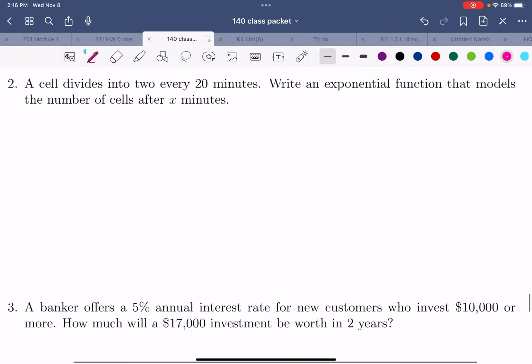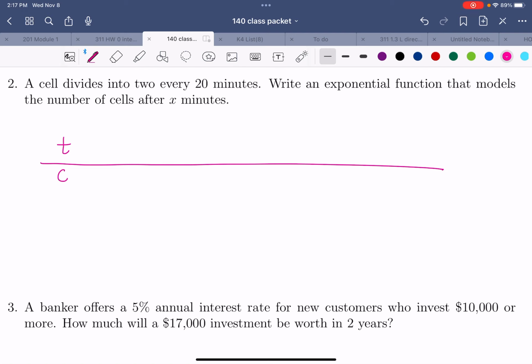Number 2, we want a cell divides into 2 every 20 minutes. Write an exponential function that models the number of cells after x minutes. So we think about time, so t, and the number of cells. Well, they want our minutes to be x, so let's switch our t to x. And I'm going to call this cells, but really it's our f, right? Our f of x.